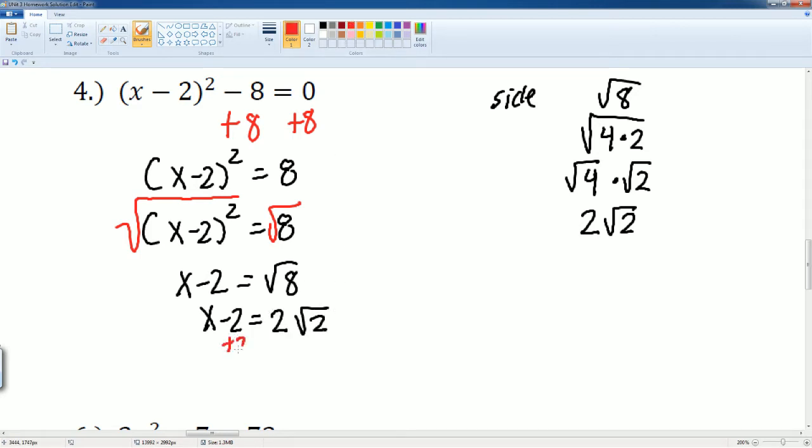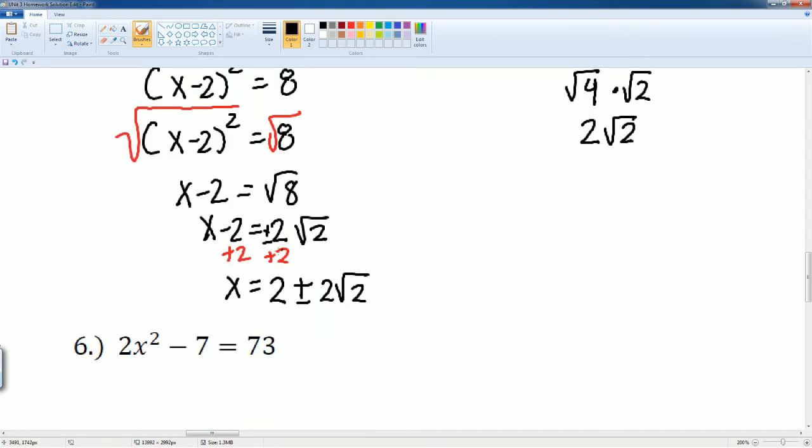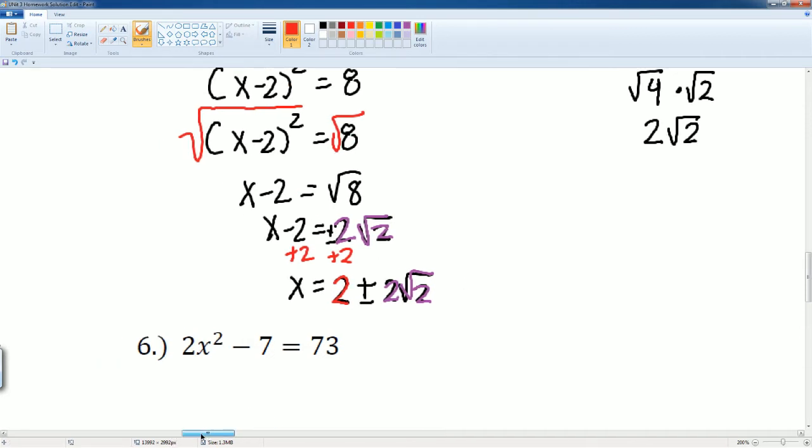We can now add 2 to both sides. This gets us x is equal to 4 radical 2. Wrong. Remember, this is plus and minus. So it is 2 plus and minus 2 radical 2, because remember, this 2 radical 2 stays together. I can make that in purple to make it easier, and that 2 in front right here is in red. These two can't combine. Those are your two solutions. Remember to make sure that you break down the value inside the radical.